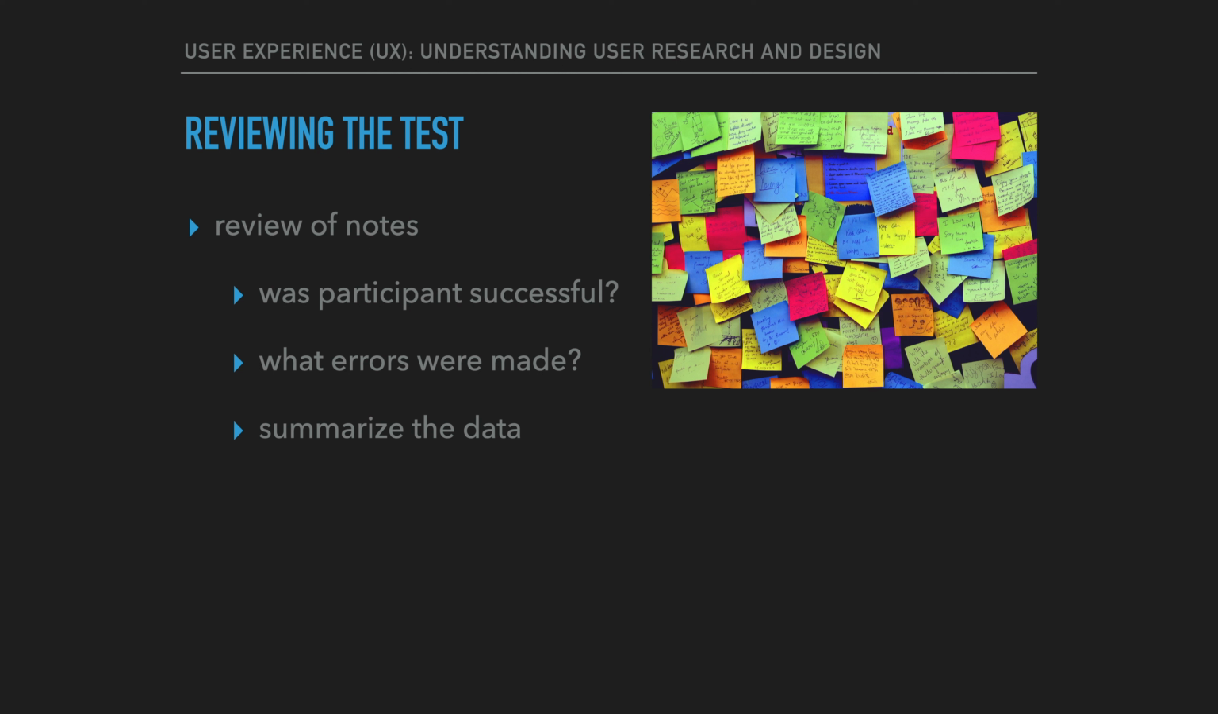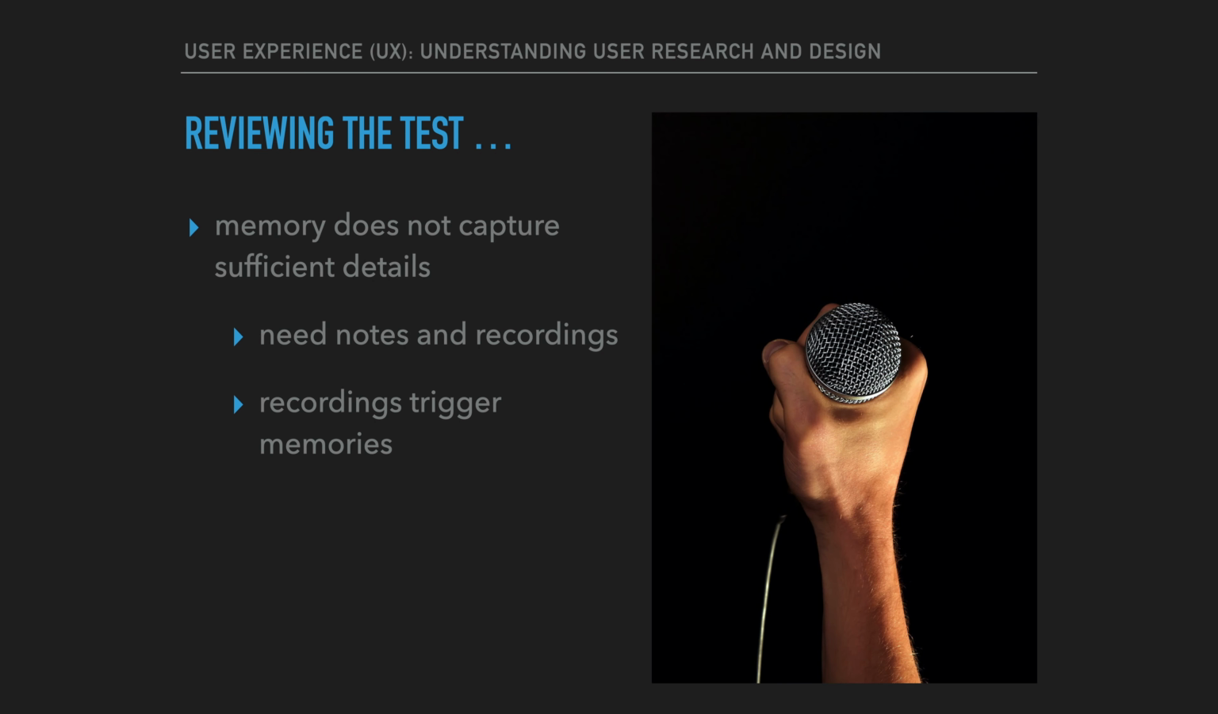The next phase of the process involves a review and an assessment of the notes you have made during the test session. During the test, you'll have made notes on data such as whether the participant was successful at the different points within the assigned tasks and what errors were made. There is a lot of data to go through, so patterns need to be identified which can summarize the significance of the data. The notes made during the test session and the recordings made will help in the review process. Human memory does not capture the sufficient level of detail of events, and that is why we need to take notes and make recordings.